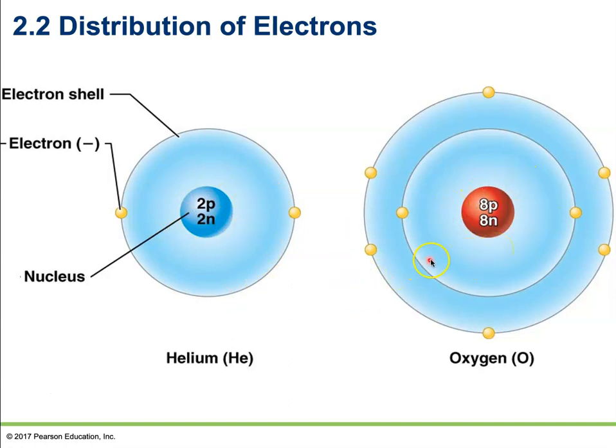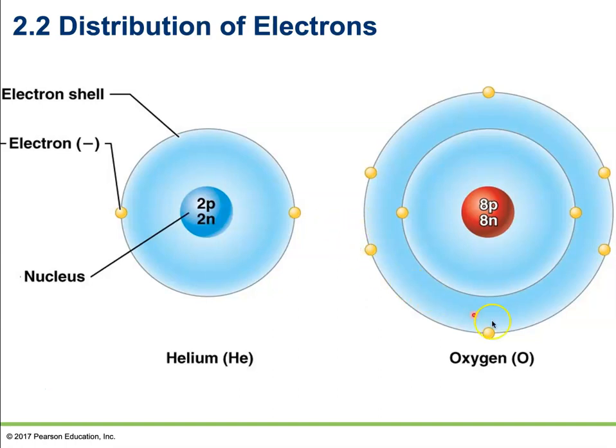How many energy shells does he have? And how many electrons total does he have? So once you determine the number of energy shells, then determine the number of electrons he has total across those energy shells. Then I want you to tell me how many valence electrons does he have.